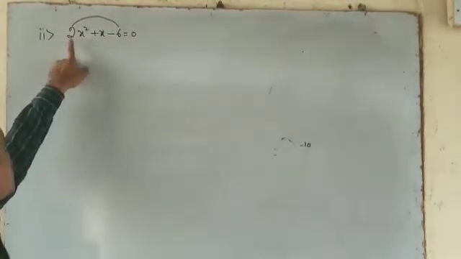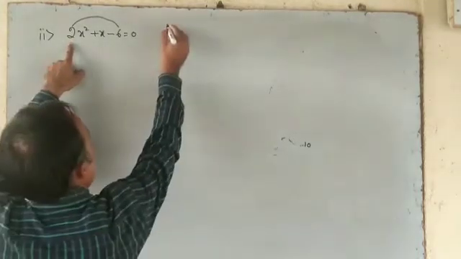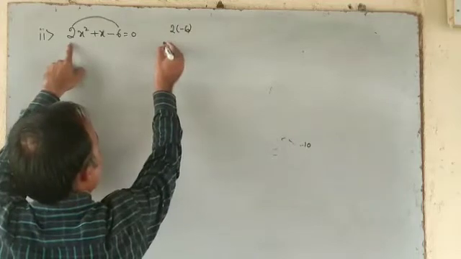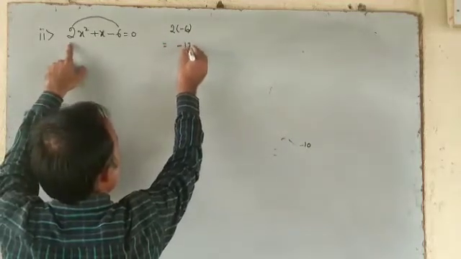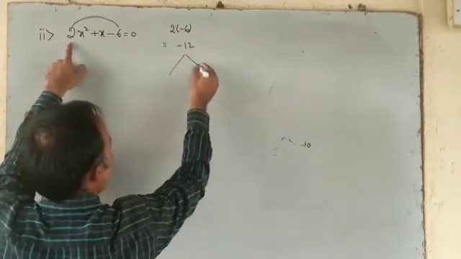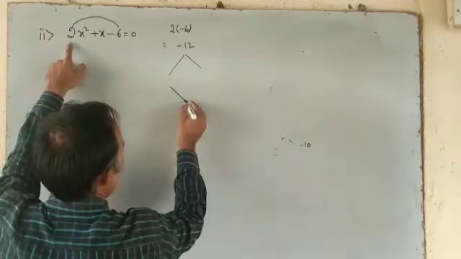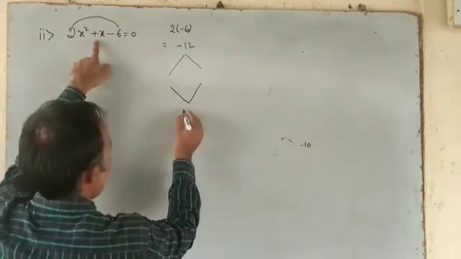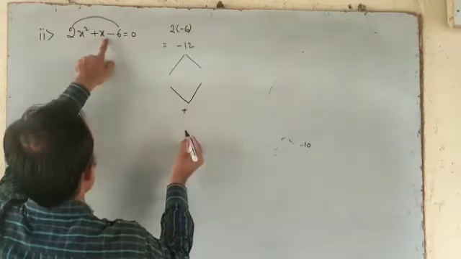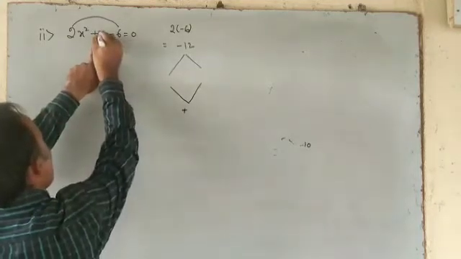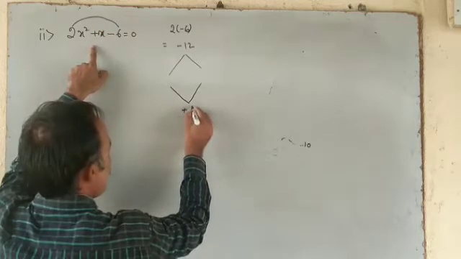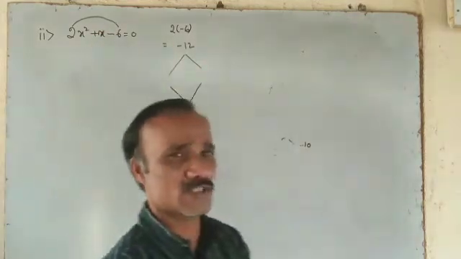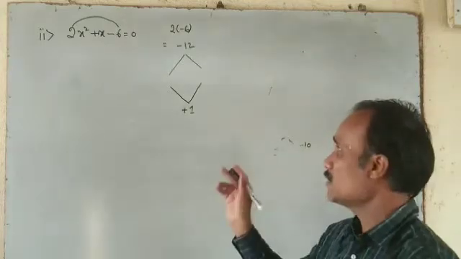But the coefficient of x square is 2. So what you have to do? Multiply these two. So 2 into minus 6, that is equal to minus 12. Next, find the factors. Next, the difference is the coefficient of x. So here 1. So plus 1 is the difference. Product is minus 12. So in which table will you get 12 with difference 1?